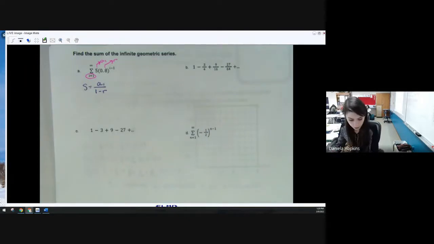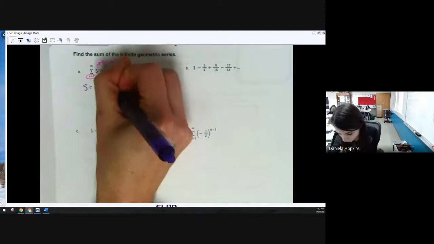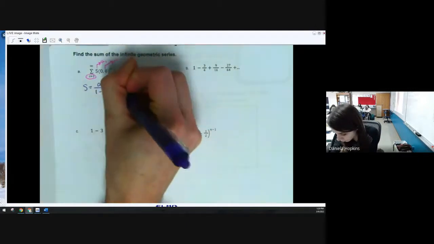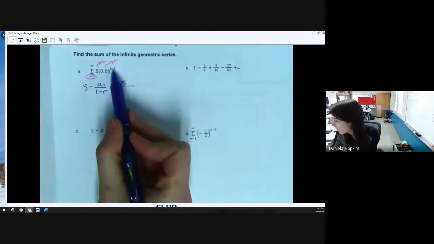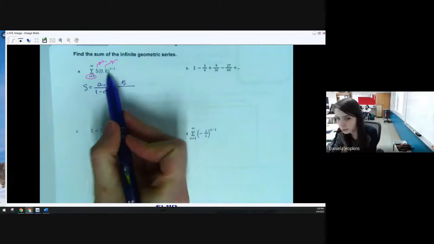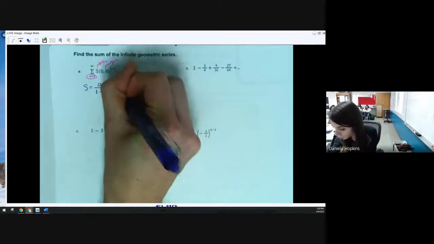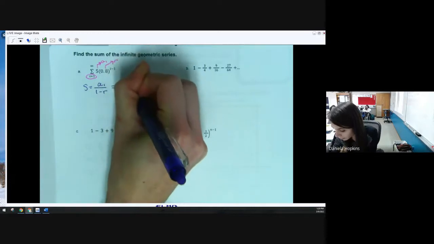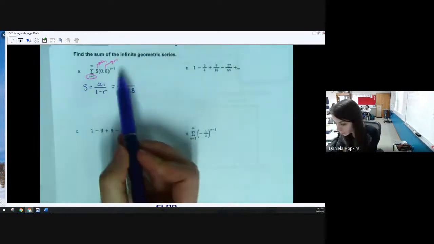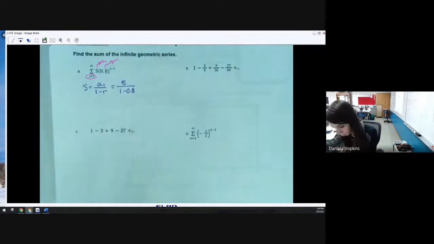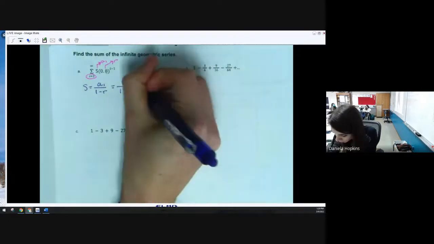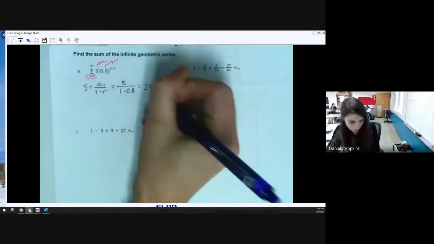So with that, then we can just fill in this formula. Our A1 would be 5. And again, that's because this would be 1 minus 1 is 0. So then 0.8 to the 0 just goes away, and your first term would be 5. Over 1 minus 0.8. Before I plug this in, is our rate less than 1? Yeah. We're good. So if you type this into your calculator, you would get that this actually sums up to 25.